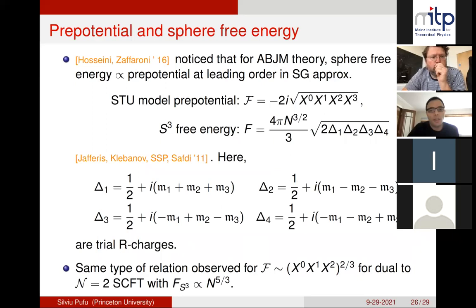So the other 3 slides that I had before the conclusion slide were about some work in progress that I can mention only very briefly. As I mentioned before, people noticed that for ABJM theory and another model, the sphere free energy of the boundary theory is proportional to the prepotential in the bulk. And so it's a couple of examples.